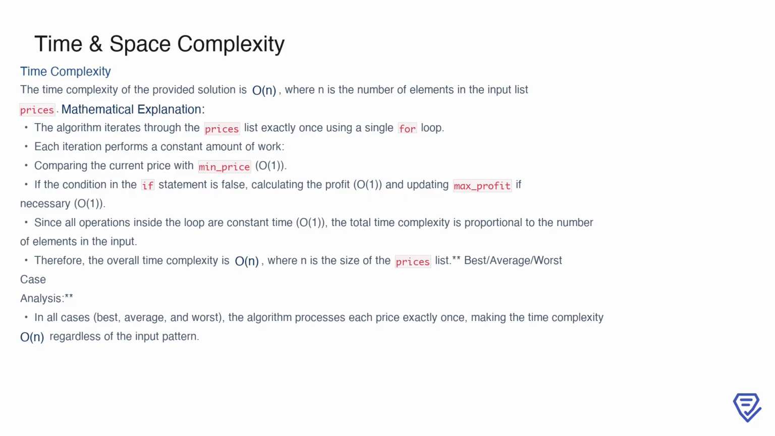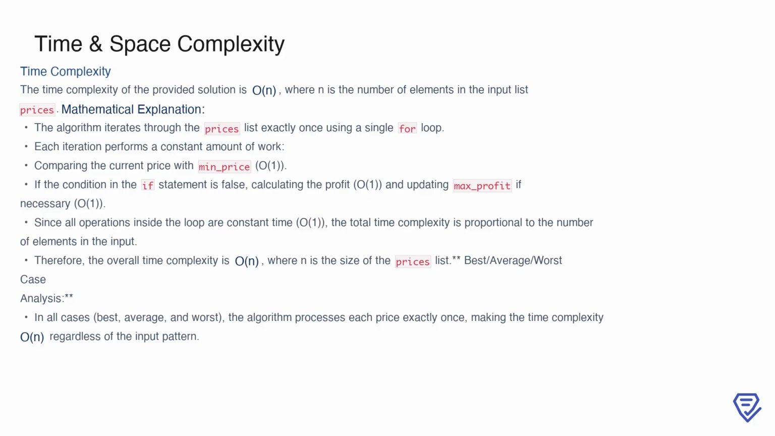For each element in the list, we perform a constant amount of work. Specifically, we compare the current price with the variable min_price, which takes constant time, O(1). If the condition to update the maximum profit is met, we calculate the profit and update max_profit, and both of these operations are also O(1). Since we only iterate through the list once, and every operation within each iteration is constant in time, the total time complexity becomes proportional to the number of elements in the list, resulting in O(n).